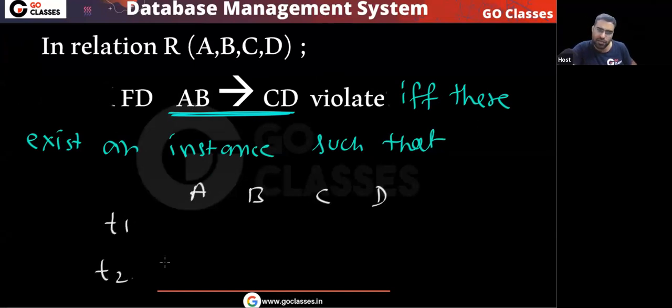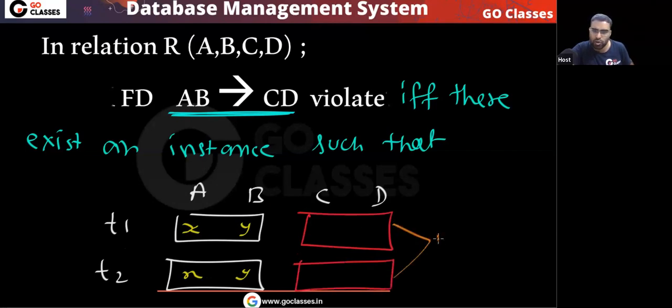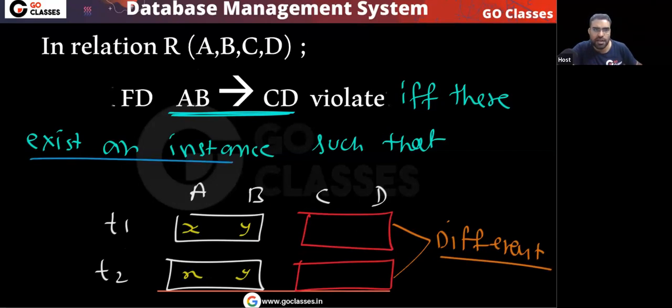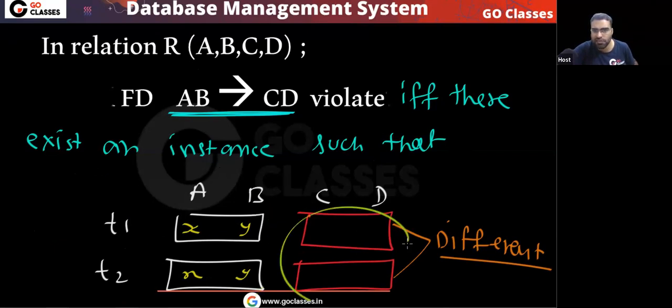There are two tuples T1, T2, such that this AB combination is repeating, XY, XY, but the CD combination is different. If you can create this type of instance, then I can say this FD will violate. And if you cannot create two tuples with the same AB values where CD values are different, then this FD will hold. Yes or no? Very simple.